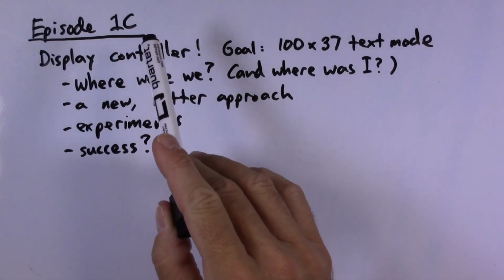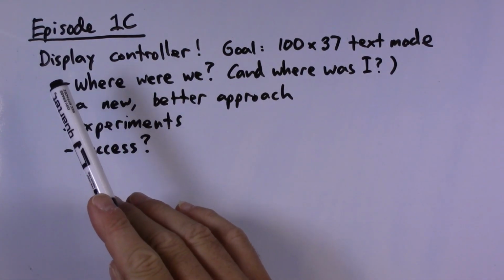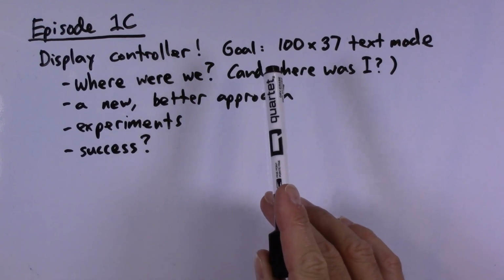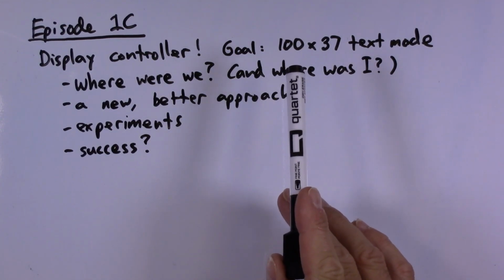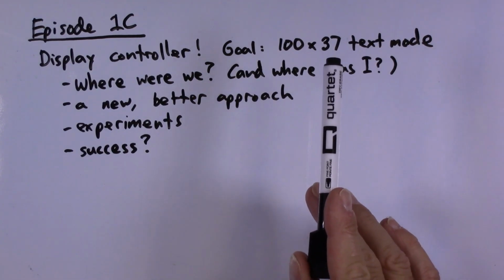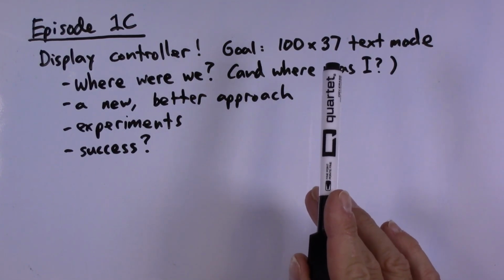All right, welcome to episode 28. In this episode, we're going to revisit the display controller. You may recall our goal was to implement a 100 column by 37 row text mode using 800 by 600 SVGA graphics.